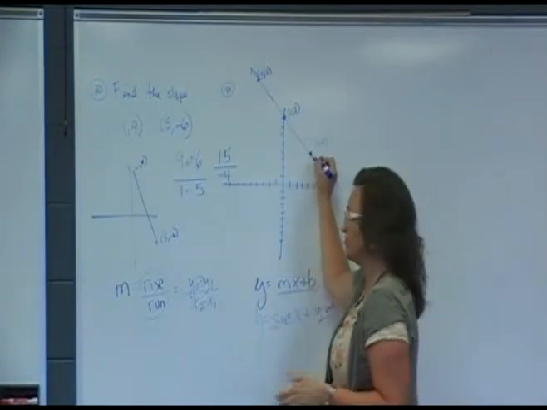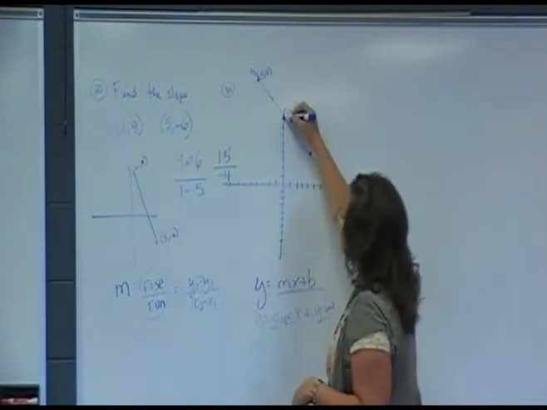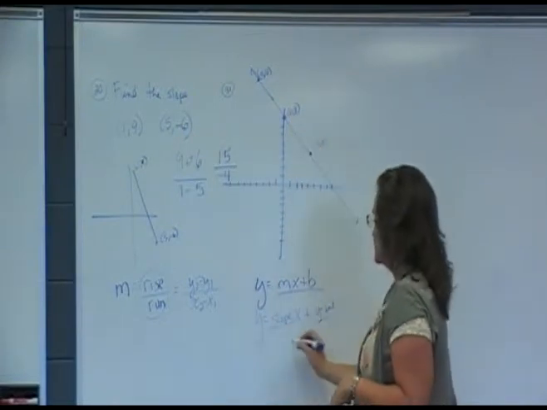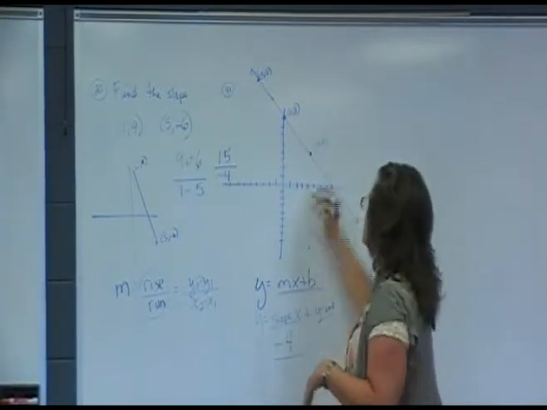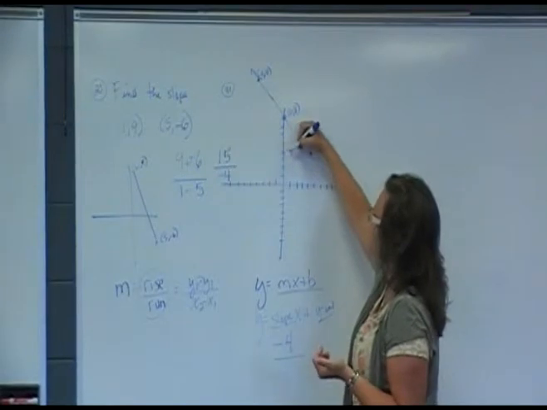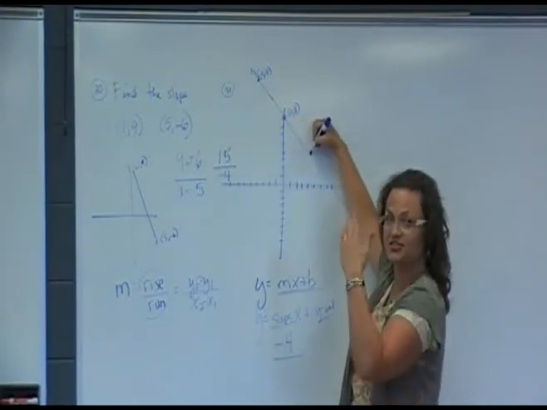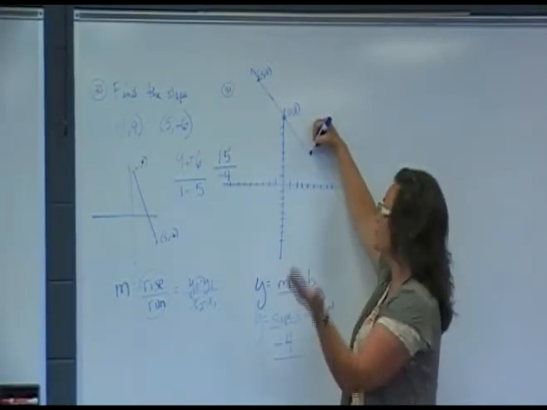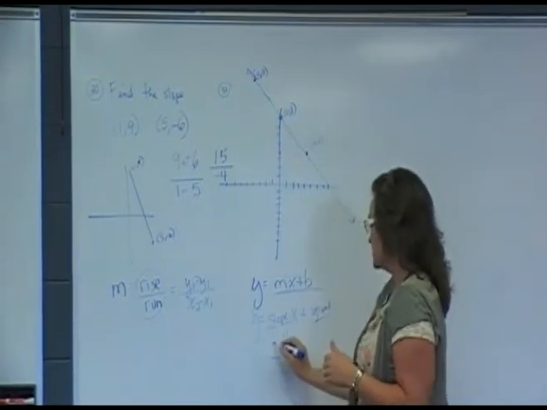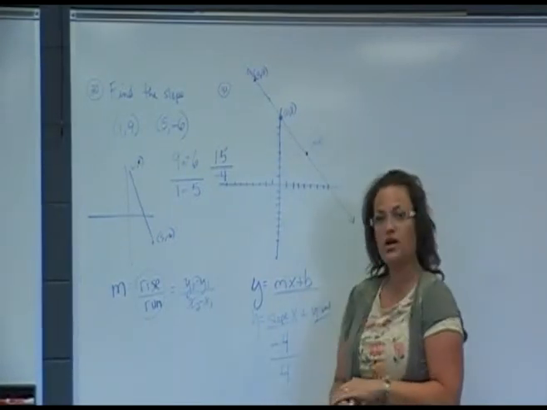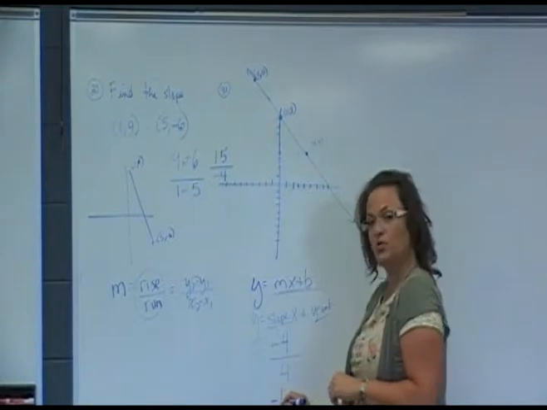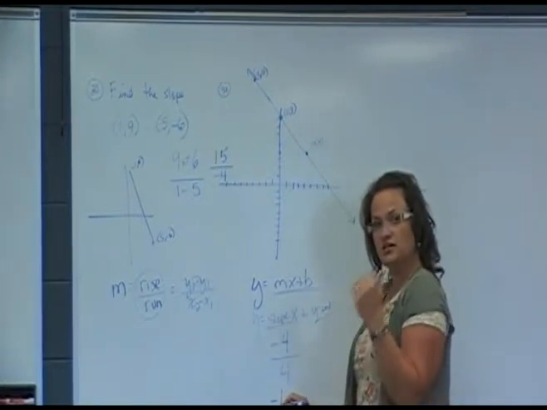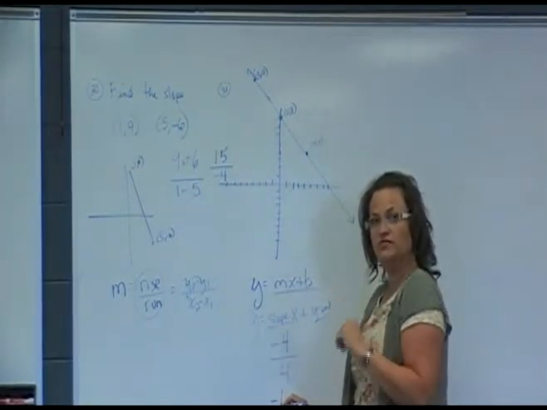So it's actually a 4 to 4. But notice that since it went down, we would say that is a negative rise. We went down 4, so negative 4, and then we ran in a positive x direction, so positive 4 over. So it would be negative 4 to 4, and then we would reduce that to negative 1. So the slope of that line should always be a ratio of negative 1.